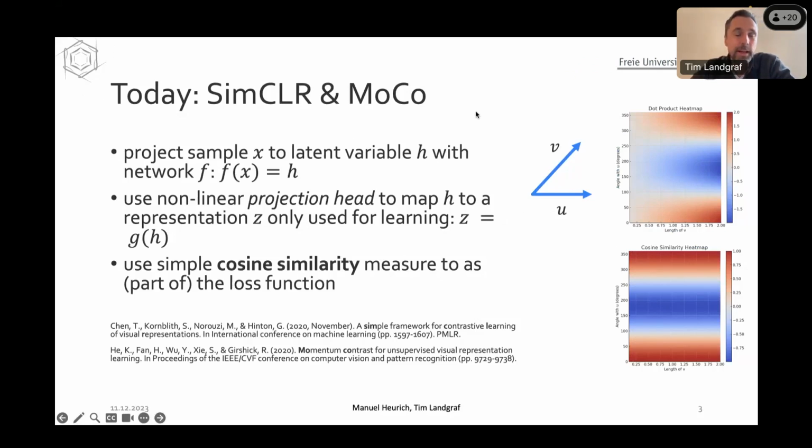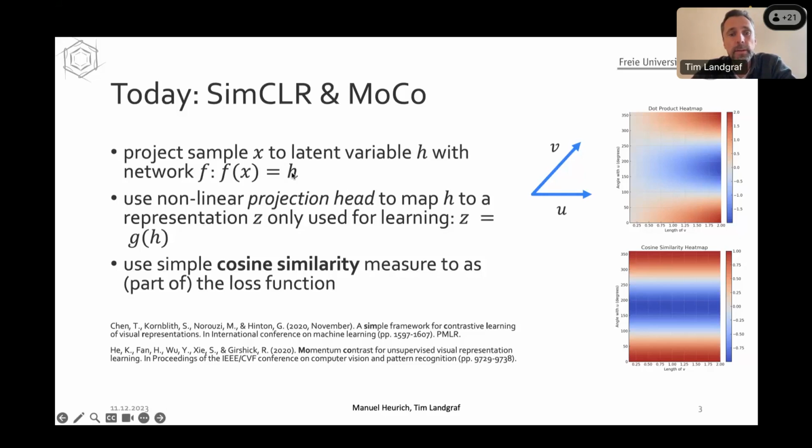Thank you. So SimCLR and MoCo share a couple of ideas. They both project a sample. And by the way, these are always images here. A sample X to a latent variable H. And then this representation can then be used, for example, in a linear classification task to probe whether or how good the performance is.